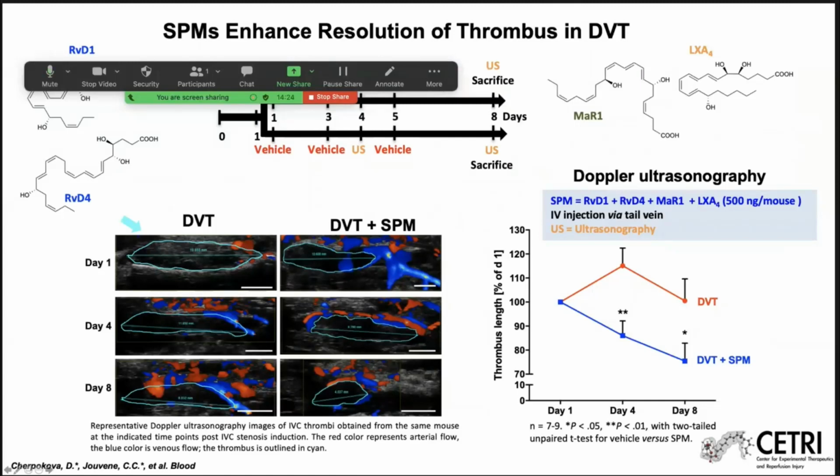Given that as a backdrop, we decided to treat the deep vein thrombosis with a constellation of pro-resolving mediators that we found are being produced in this model. And this is a Doppler ultrasound imaging, and you can see time-dependent changes in the diameter in that DVT model that is dramatically reduced with SPMs on board. So the thrombus size is sharply decreased when Resolvin D1, D4, MaR1, and LXA4 are all given together in this scheme illustrated in that timeline.